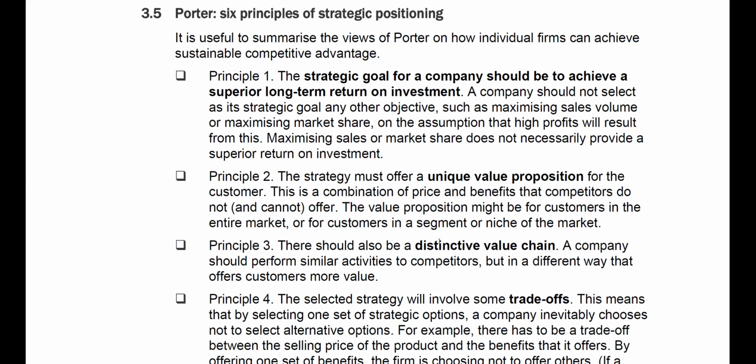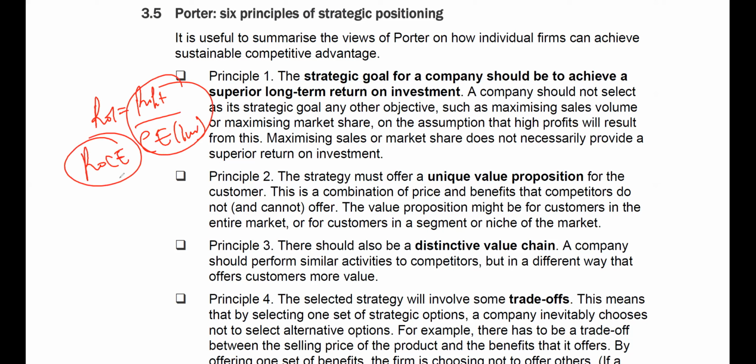So let's see. There are 6 principles. The first principle to help you achieve competitive advantage is that you should have a strategic goal, okay, to achieve a superior long-term return on investment. So your return on investment, we know, is simply the return you expected, which is definitely your profit over the capital that you employ or your investment, right? And we know this as return on capital employed. It is the most important ratio in the world because everybody who invests wants a superior ROI.